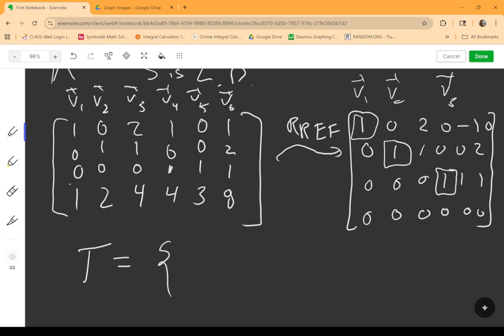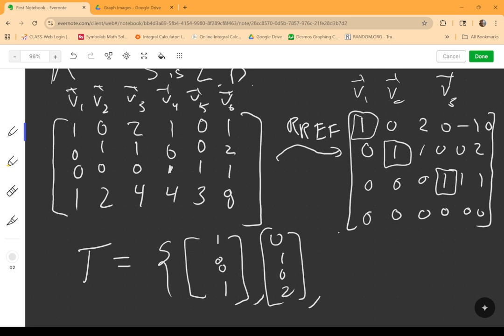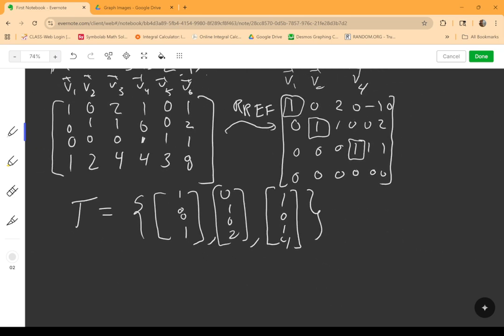So what Theorem BS states is that now I can create this new set, T, made up of, going back to the original matrix, v1, (1, 0, 0, 1), v2, (0, 1, 0, 2), and v4, oh, excuse me, not v3, v4 here, (1, 0, 1, 4). Okay, so again, I don't have to find linear combinations of anything. I just choose the original vectors that correspond to the pivot columns in my reduced row echelon form.